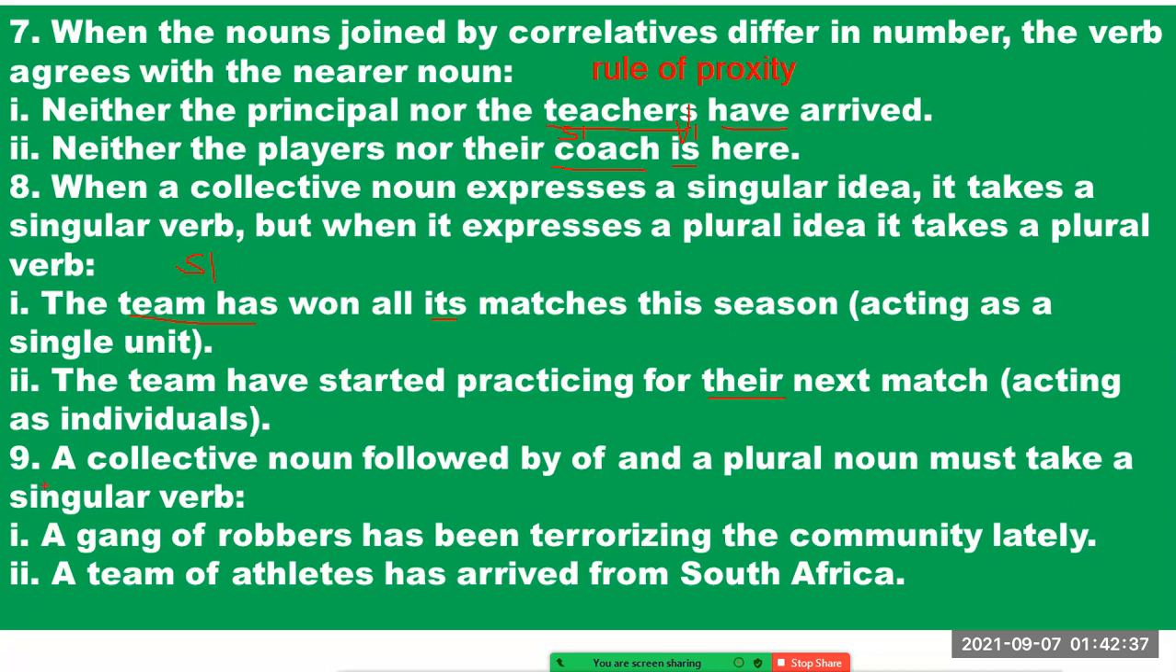Now let's look at rule number 9. A collective noun followed by of and a plural noun must take a singular verb. Now let's look at this. Sometimes a lot of people get confused because there is a plural noun that is combined with a collective noun that is singular. Let's look at example I. A gang of robbers has been terrorizing the community lately. Again, you can see a gang of robbers has been, because we are looking at the gang as a unit. II, a team of athletes has arrived from South Africa. Now, so that exactly is how the rule applies.